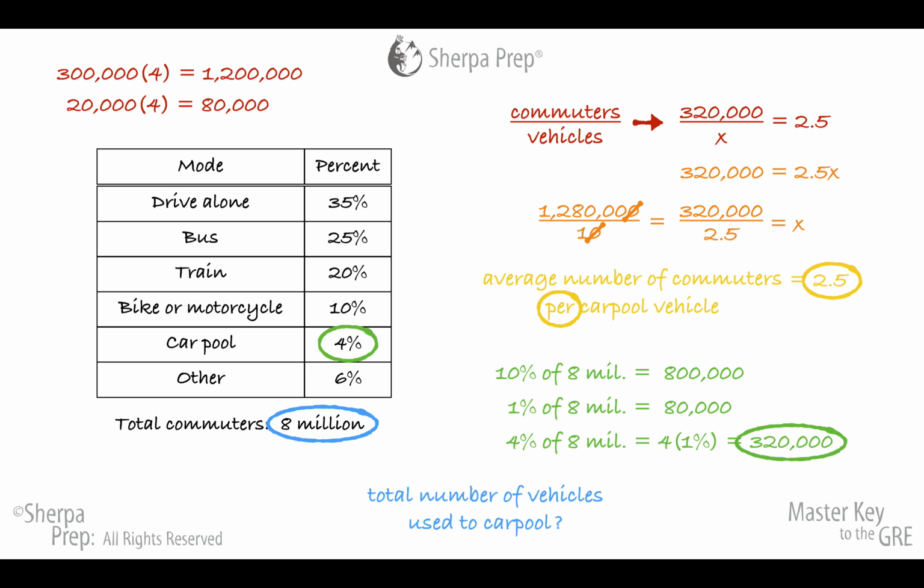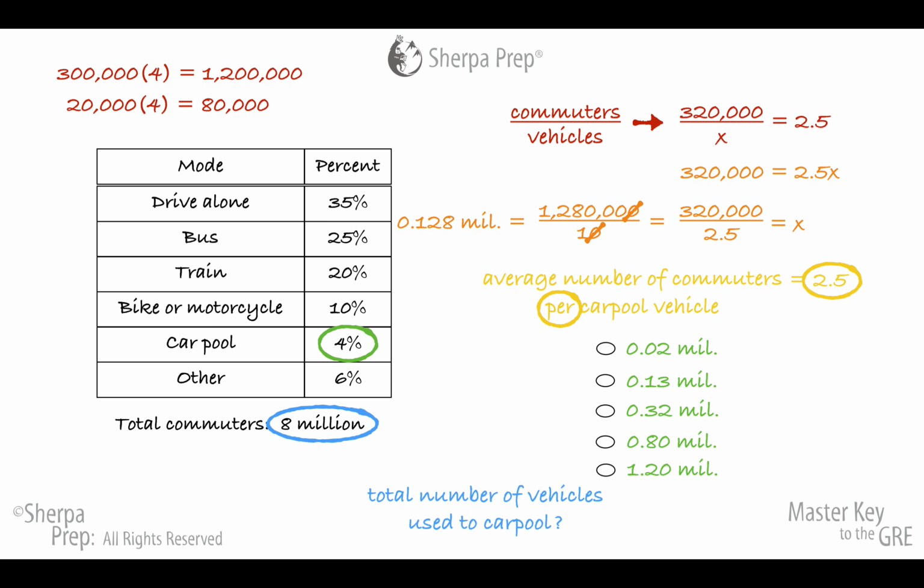and that's 0.128 million. Now the question is, which of the following is closest to our answer? Well, the closest thing to 0.128 million would be 0.13 million, and there you go. That's the reason here that 0.13 million is the correct answer.